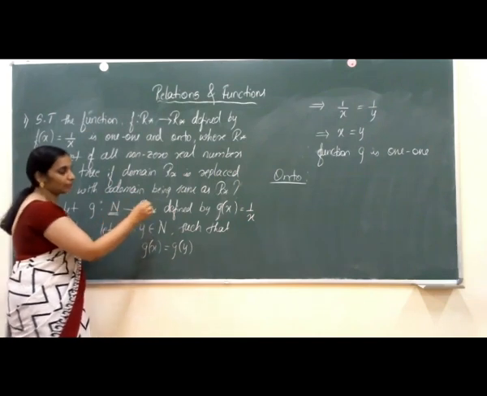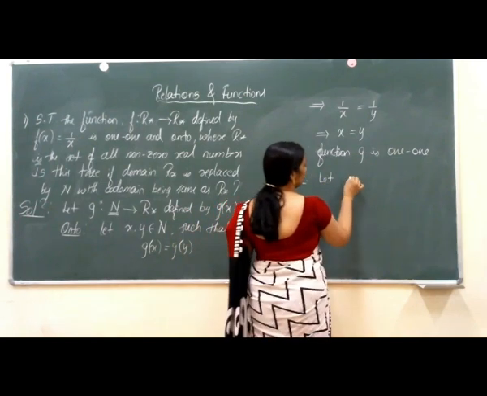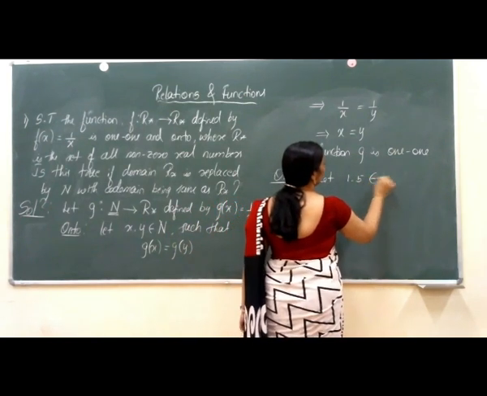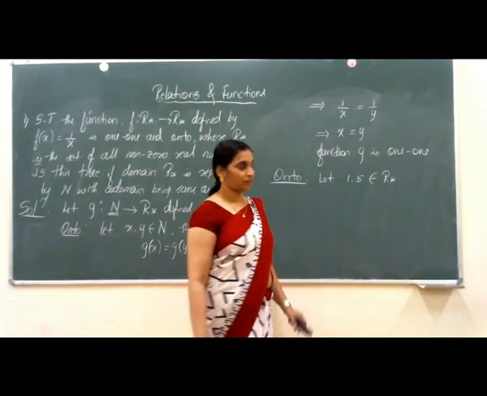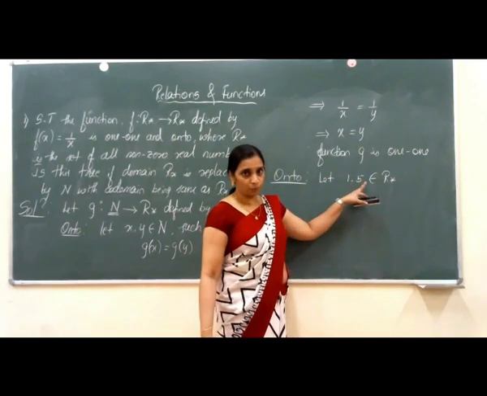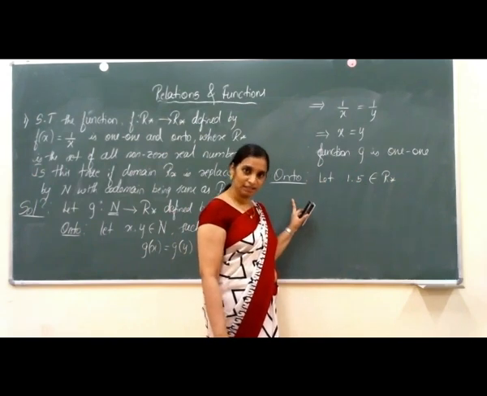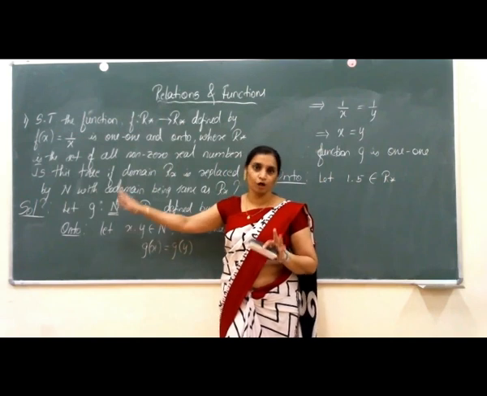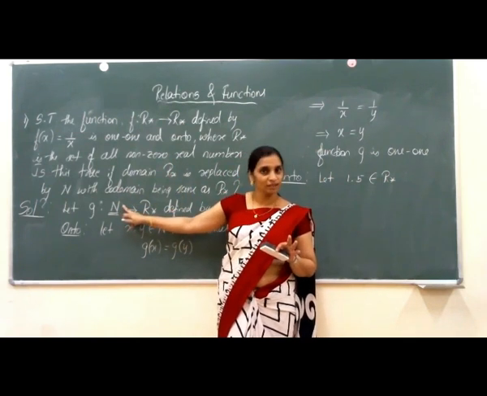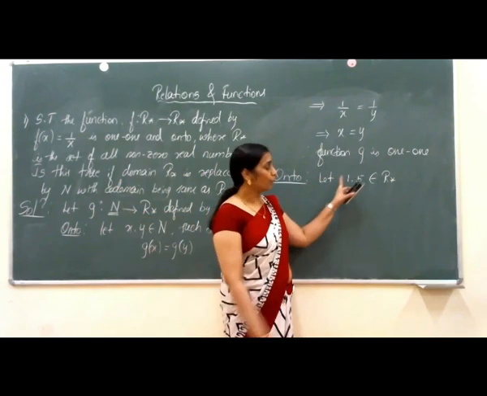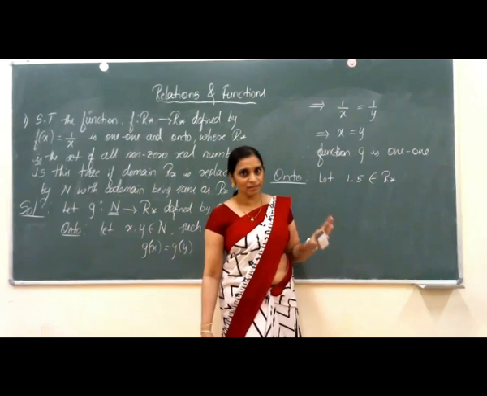But when we consider the number, let us say 1.5 belongs to R star. But for this number 1.5, we have to check whether we have a pre-image in the domain N or not. If we are getting a pre-image, then we can easily conclude. But for every number, there should be a pre-image. So we are taking one particular example here.